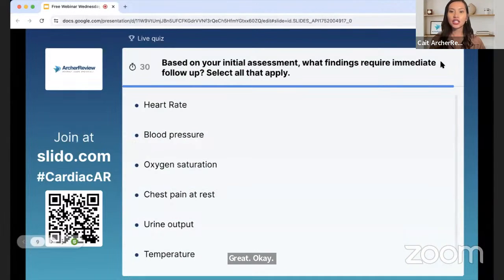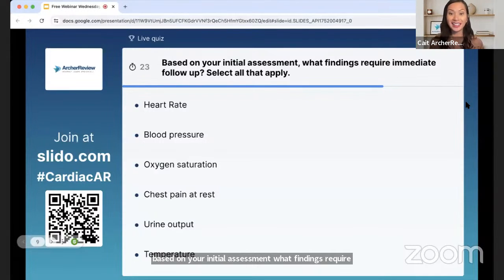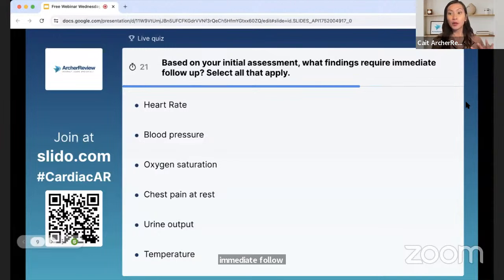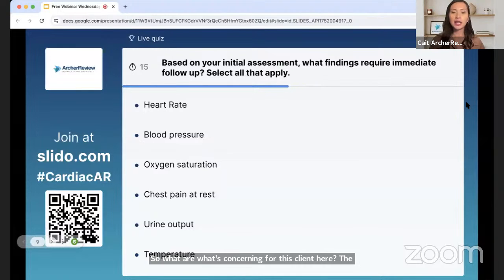So this is our quiz question. Based on your initial assessment, what findings require immediate follow-up? Select all that apply. So what's concerning for this client here? The heart rate, the blood pressure, oxygen saturations, chest pain at rest, urinary output, or that temperature?